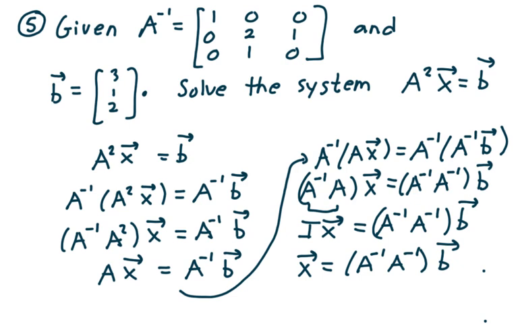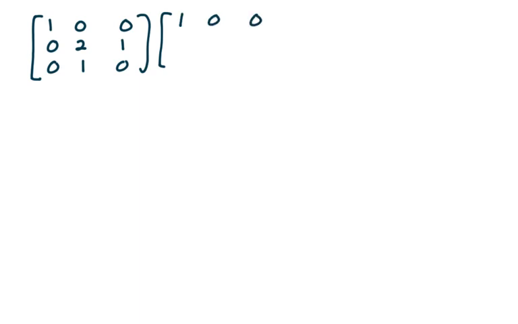And that gives us insight as to what I'm going to do. So what I'm going to do is I'm going to take A inverse, which is 1, 0, 0, 0, 2, 1, 0, 1, 0. And I'm going to multiply by 1, 0, 0, 0, 2, 1, 0, 1, 0. So notice I get A inverse.